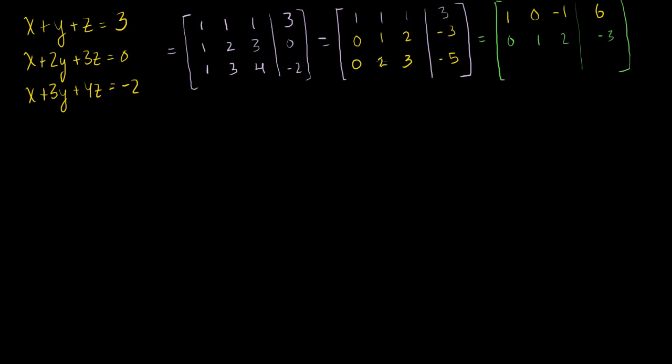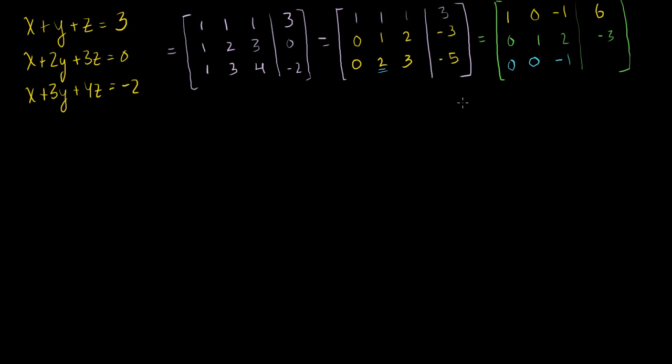Now let me get rid of this entry right here. Let me zero that out. So let me replace the third row with the third row minus 2 times the second row. So we have 0 minus 2 times 0. That's just going to be 0. 2 minus 2 times 1. That's 2 minus 2. That's 0. 3 minus 2 times 2. That's 3 minus 4, or minus 1. And then finally, minus 5 minus 2 times minus 3.